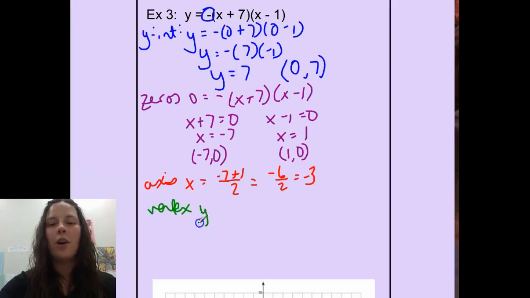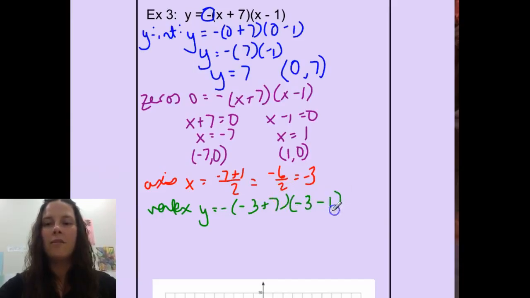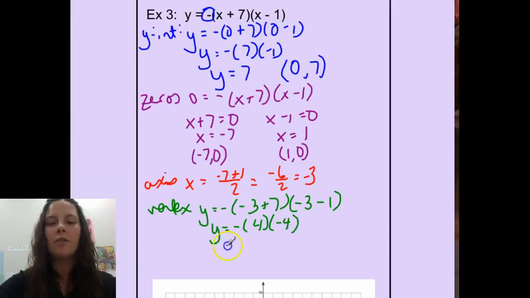So to solve for the y-coordinate of our vertex, we'll substitute that negative 3 back in our equation and solve for y. Inside the grouping symbols, we'll evaluate those first. We get a 4 and a negative 4. Multiplying those all together, we get a positive 16. So our x-coordinate was negative 3, and we solved and got a positive 16 for our y-coordinate.